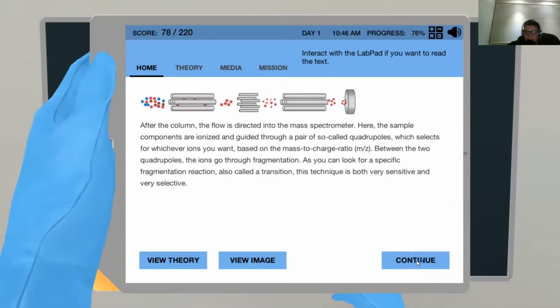Here, the sample components are ionized and guided through a pair of so-called quadrupoles, which selects for whichever ions you want, based on the mass-to-charge ratio. Between the 2 quadrupoles, the ions go through fragmentation. As you can look for a specific fragmentation reaction, also called a transition, this technique is both very sensitive and very selective.